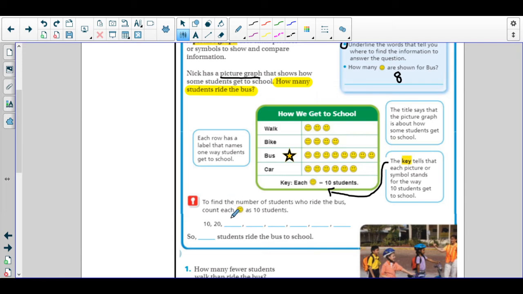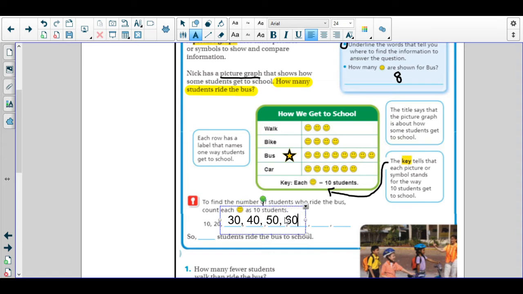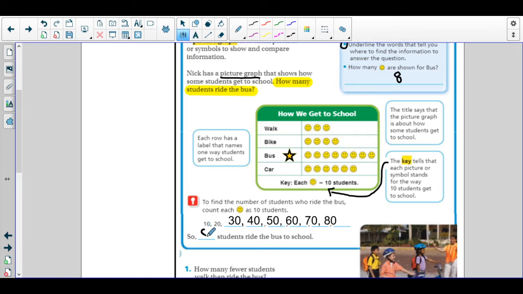So as we're counting that out, right, we would go 30, 40, 50, 60, 70, 80. So 80 students ride the bus to school. Not 8, because each one of these is worth 10. All right.